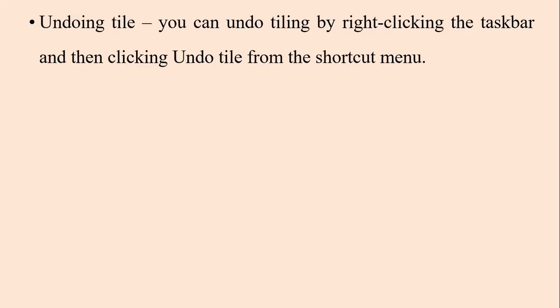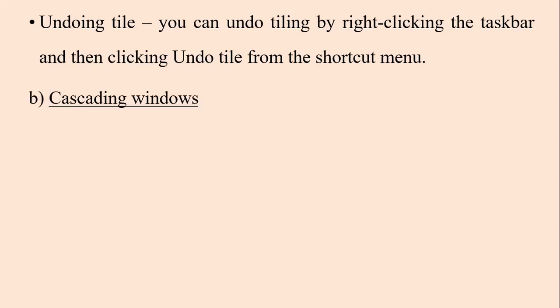If you want to undo tiling, you just click on Undo Tile from the shortcut menu. So you right-click on the taskbar, and then you click on Undo Tile.